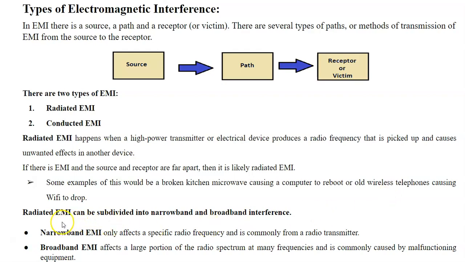Then the next one: radiated EMI can be subdivided into two parts, narrowband and broadband interference. Narrowband EMI only affects a specific radio frequency and is commonly from a radio transmitter. Broadband EMI affects a large portion of the radio spectrum at many frequencies and is commonly caused by malfunctioning of the equipment.